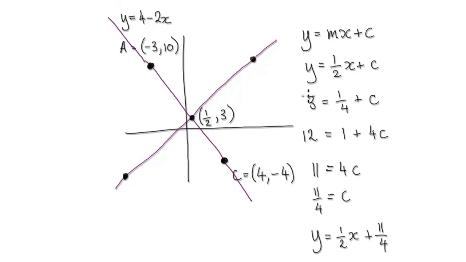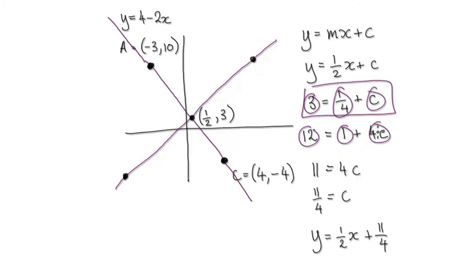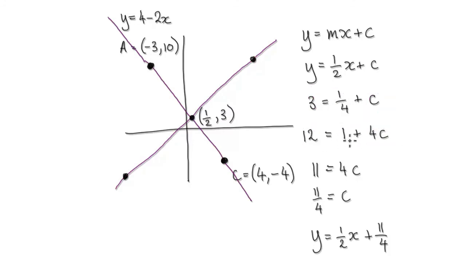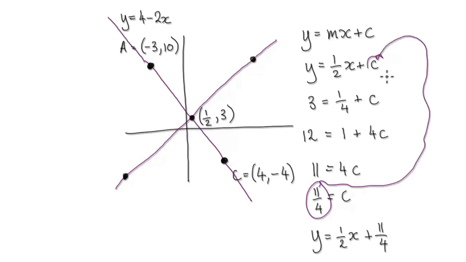Now we can work backwards to find c. So times everything by 4. So that will then give you this. And then take away 1. That will then give you this. Divided by 4. That will then give you this. So now we've got c. We've worked out our c. So go back to here and put it back into here. So our final equation for this line is given by this. Okay.